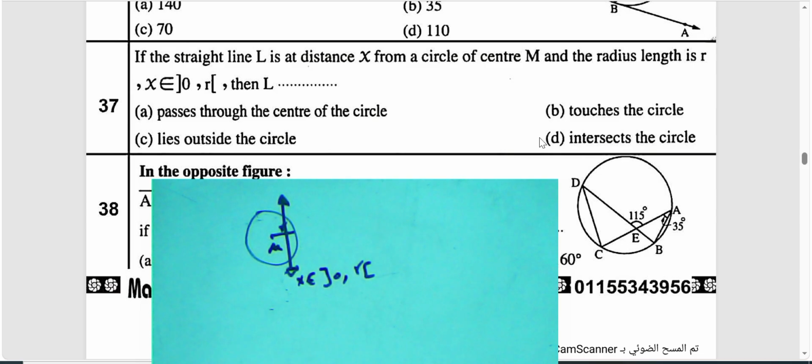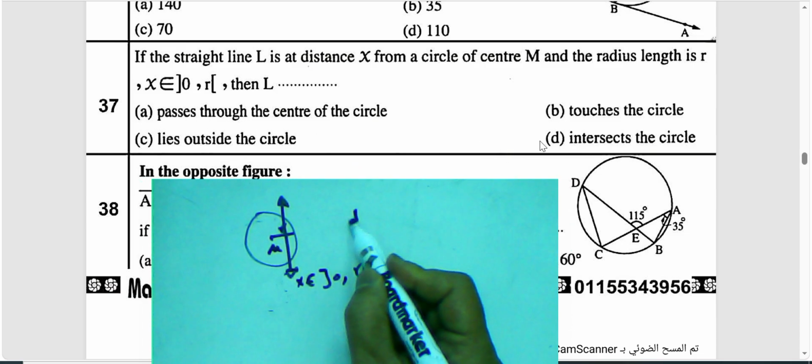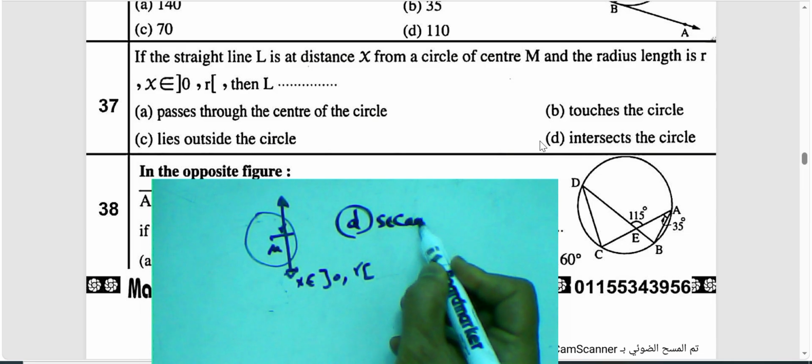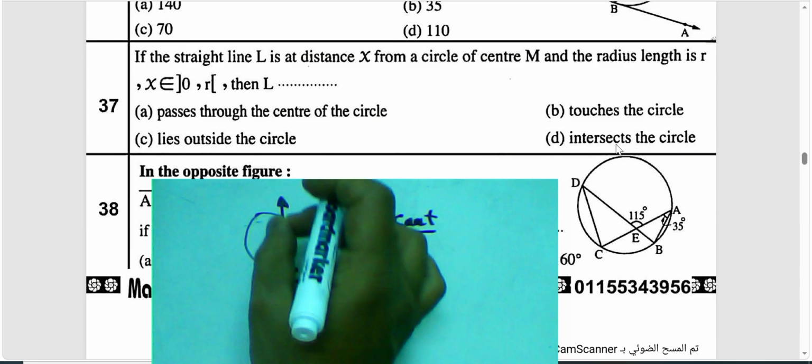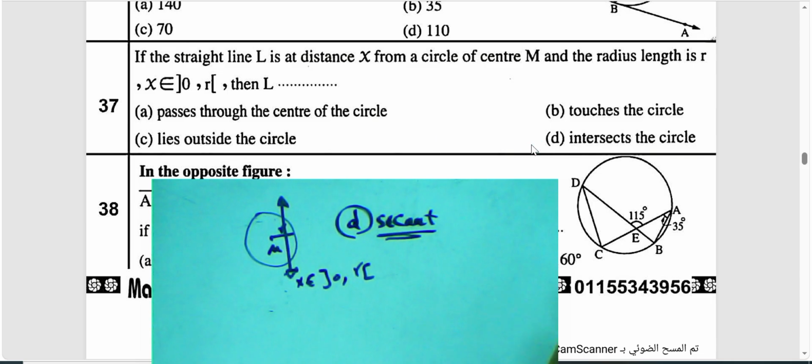Choose where the line intersects the circle, touches the circle, is outside, or passes through the center. No. Choose letter D. Letter D means secant. A secant of the circle means a straight line that intersects the circle. Choose letter D, okay? Next question here.